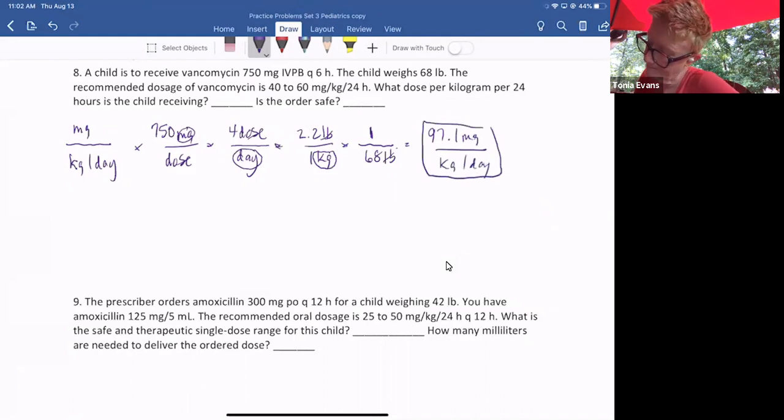All right, so that's our dose per kilogram per day that the child is receiving. So now, is the order safe? Well, we look at our range, 40 to 60 milligram per kilogram per day is what the safe range is. Our child is receiving 97, so no, it is not. It is outside that safe range.